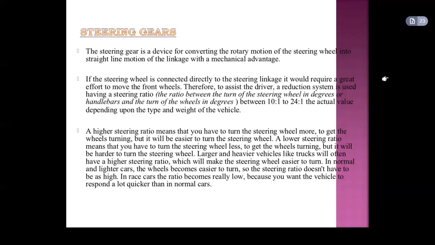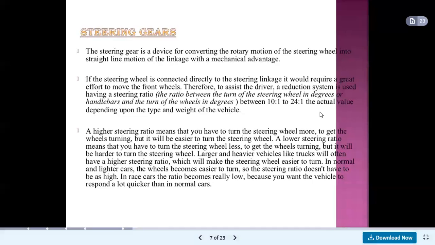If the steering wheel is connected directly to the steering linkage, it would require a great effort to move the front wheels. Therefore, to assist the driver, a reduction system is used having a steering ratio. The ratio between the turn of the steering wheel or handlebars in degrees and the turn of the wheels in degrees is between 10:1 to 24:1, the actual value depending upon the type and weight of the vehicle.